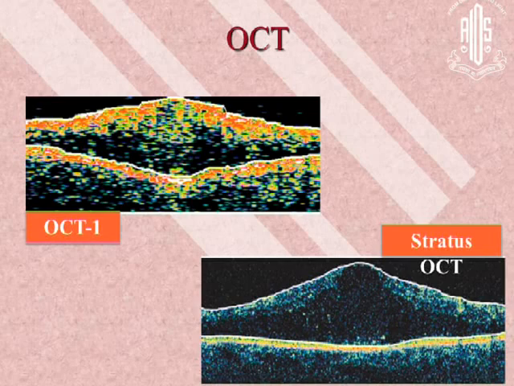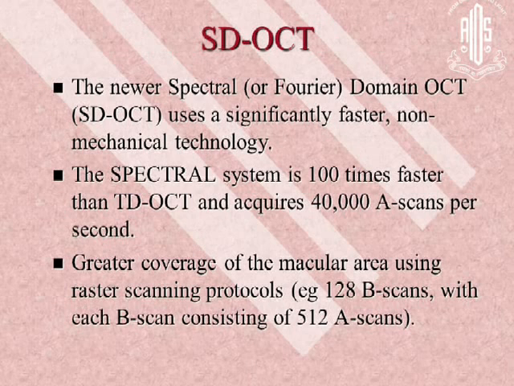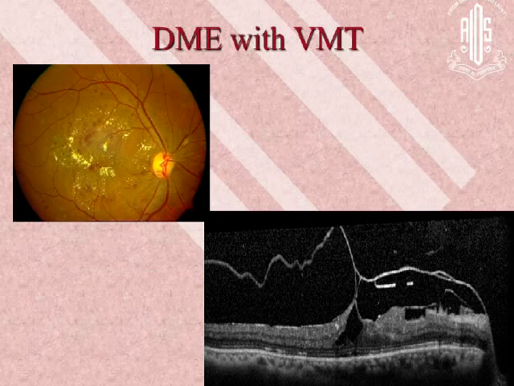So coming to just a few words on the latest OCTs. Time domain OCT has a little disadvantage because less than 5% of the macula is covered in a single image set, because we use radial lines. Spectral domain OCT is 100 times faster than the time domain OCT, and it acquires 40,000 A scans per second. So spectral domain OCT gives more details. This is how it is shown very well. As you can see, in the clinical picture you can see only a clump of hard exudates, but here it reflects very well on the Spectralis, where you see the anatomical factor.